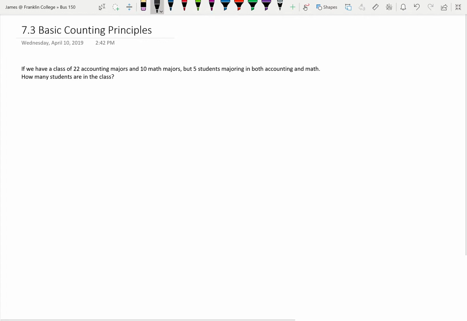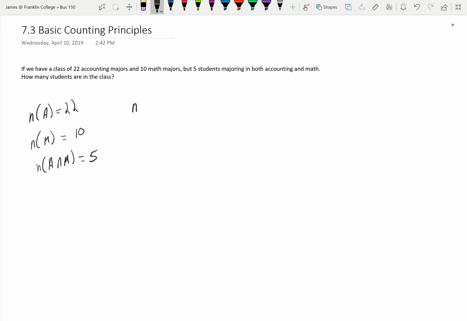Well, we know that the number of accounting students is 22. The number of math students is 10. And the number of accounting students who are also taking math, who are also math majors, equals 5. So the intersection of our accounting students and math students is 5.